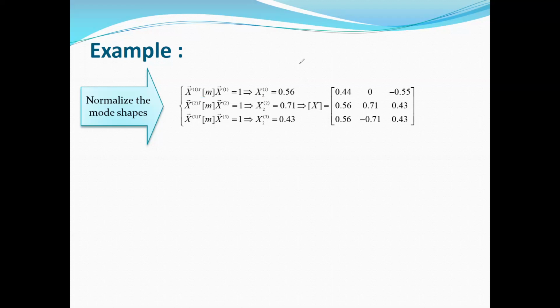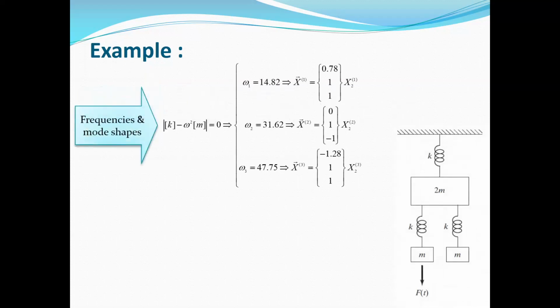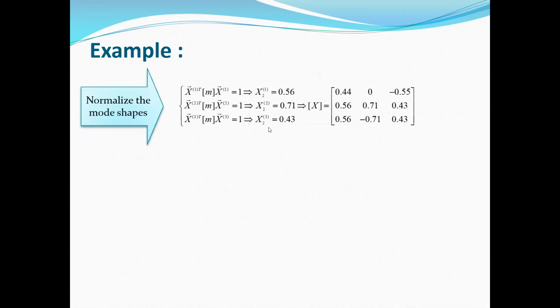Then if you go back to the previous slide, when you obtain the x2, for the first one, we find it must be equal to 0.56. So the first component is equal to 0.78 multiplied by 0.56. The second and third components will be equal to 0.56. So the first column in the modal matrix, as you see, is equal to this vector. This is the first mode shape when you substitute x2 is equal to 0.56.